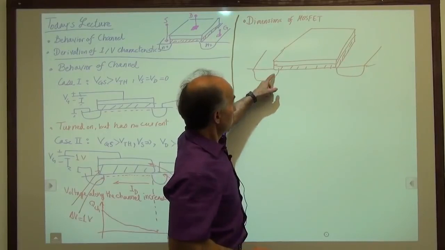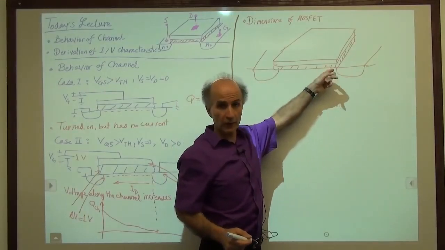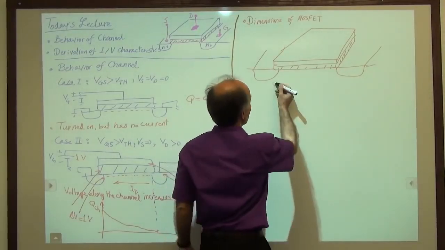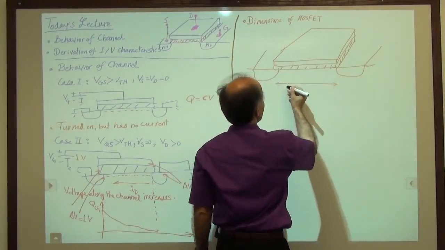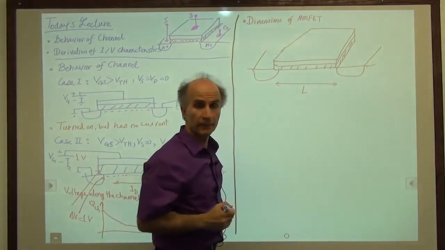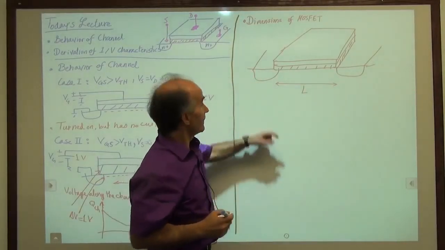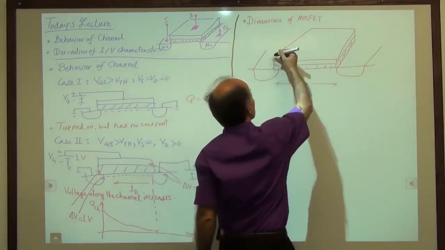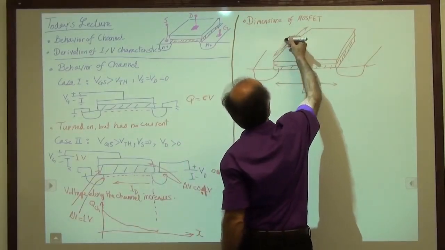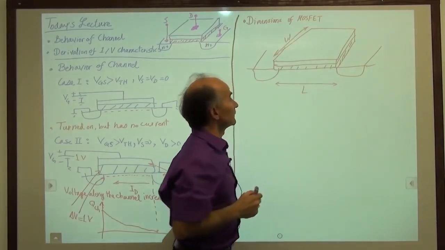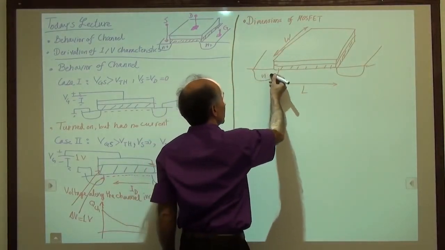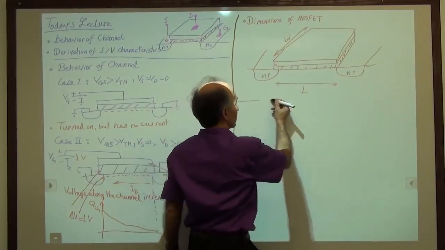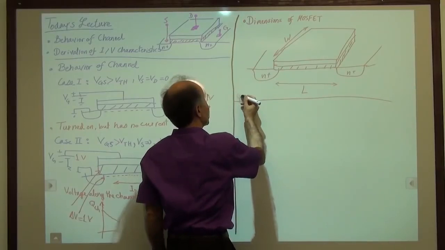First, this is the direction of current flow from source to drain or drain to source. This is called the length of the device. So we call this dimension from here to here length. This dimension into the page is called the width of the device. Remember that these are highly doped n-plus regions. And of course we have a substrate under all of this, so that's our P substrate.